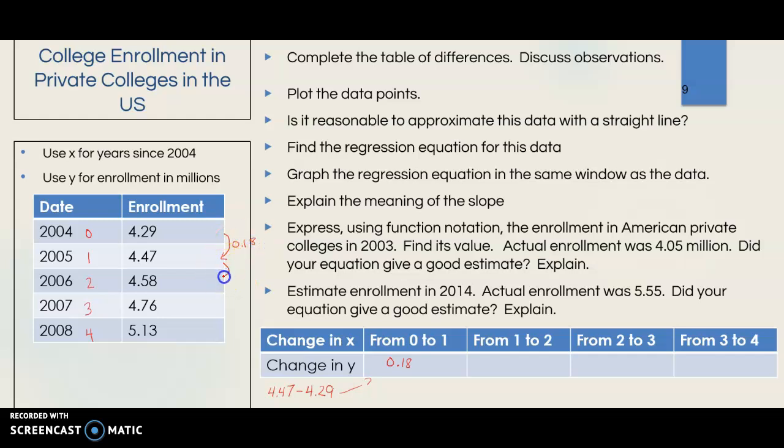Now I do my next pair, and again subtracting Y2, so 4.58 minus 4.47, and I do that math on my calculator, and I get 0.11. So this is an increase of 0.11 million. I do the next pair, same idea, 4.76 minus 4.58. Do that math on my calculator, and this time I get 0.18 again.